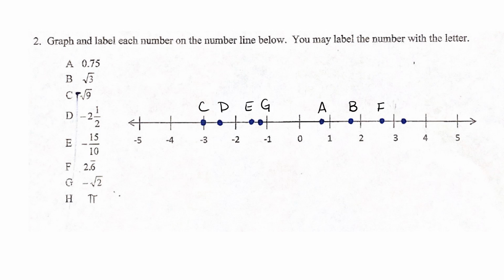For our last point, we have pi. We know that pi is represented by the number 3.14 ... It has a bunch of random numbers after that. So we want our number to be greater than 3. There's only 1 point left, and so we label that letter H.